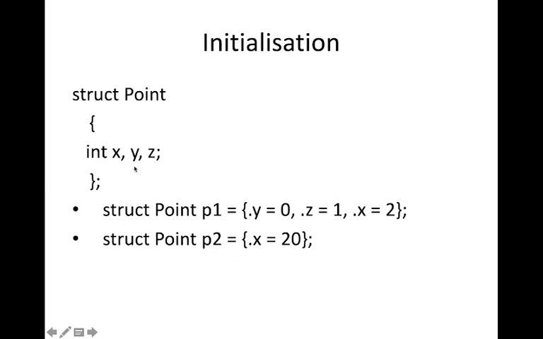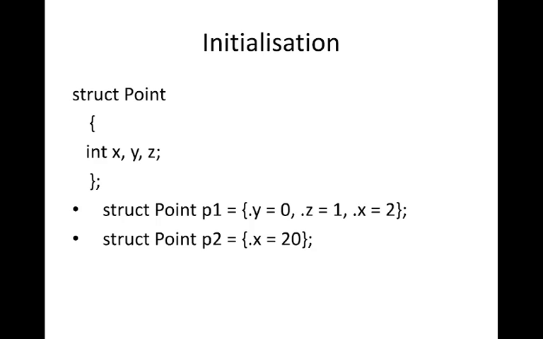Or if you want to initialize only x, you need not initialize y and z. Then it is possible like this: struct point p2 equal to dot x equal to 20. So y and z will be 0. Or if you want to initialize only z, then dot z equal to 20, like that it will be initialized. This is also possible. Initially it was not there, and later the compilers added this type of initialization also: dot y, dot z, like that you can initialize each variable separately.